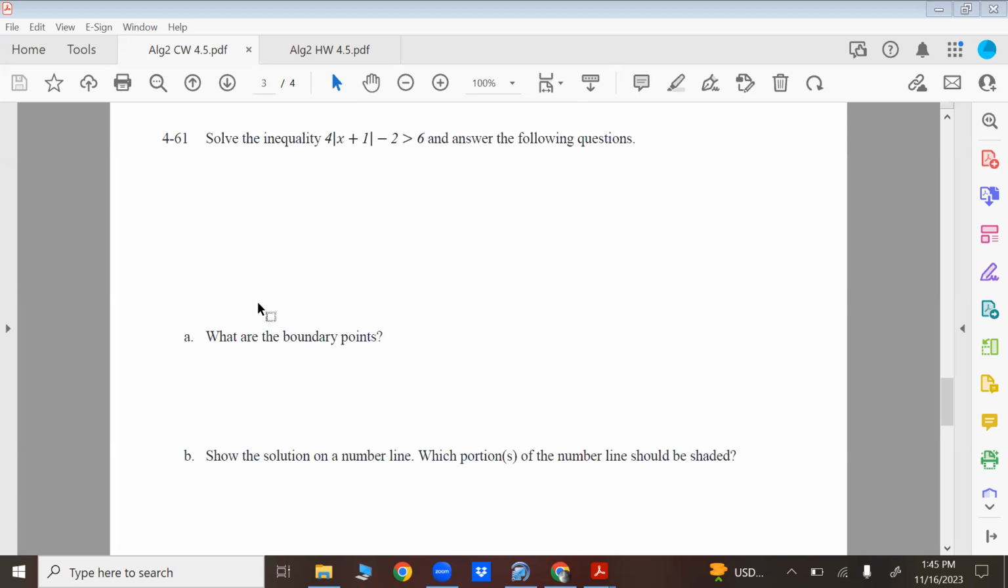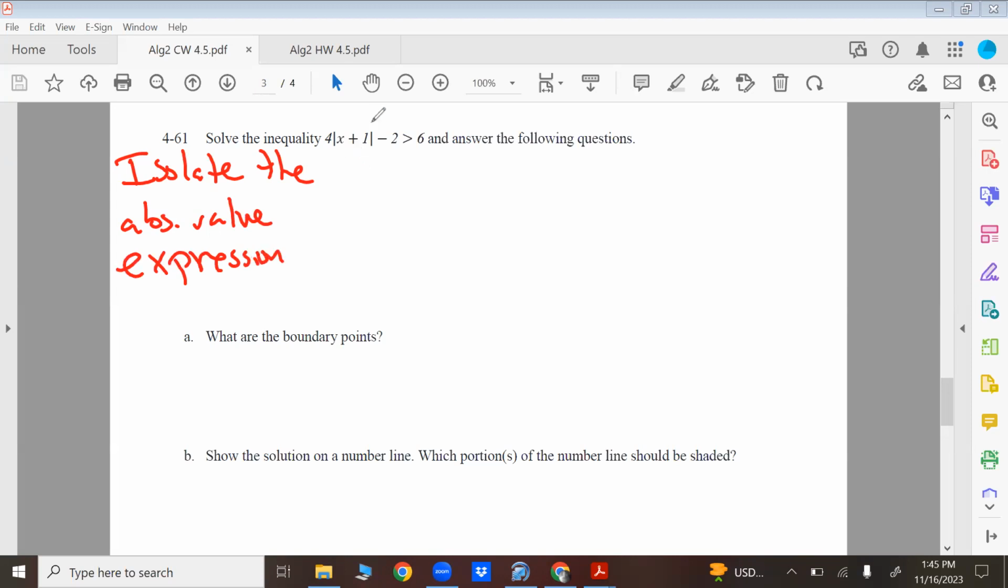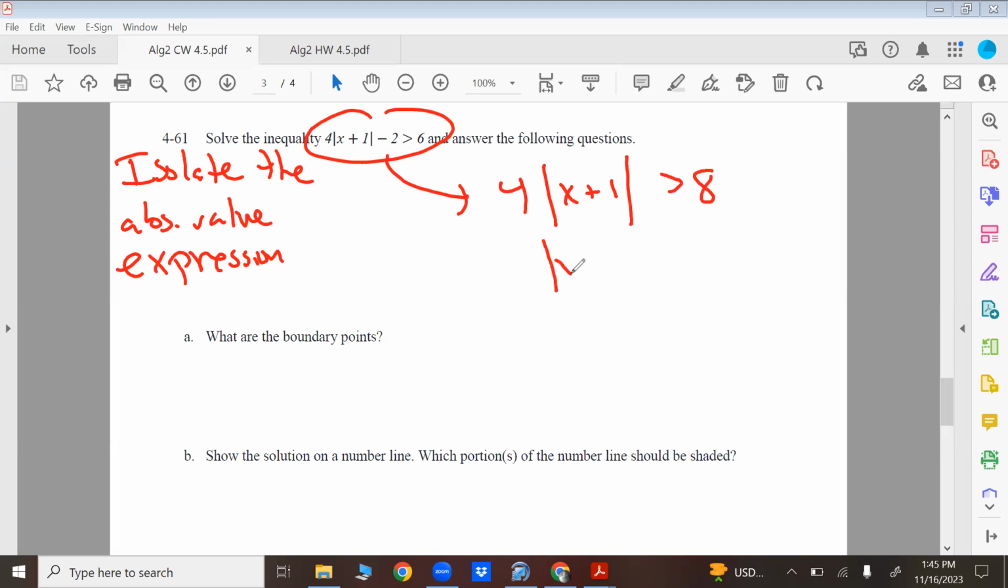So solve the following inequality and answer the following questions. The first thing I would do is add 2 to both sides. For absolute value, you want to isolate the absolute value expression. So what's the first thing I should do in this isolation part? Add 2. And how about the next step? Divide by 4. And what's going to happen is you end up getting 2 inequalities.